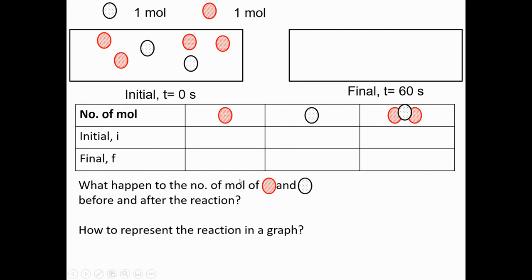Now let's look at what happened here. This is an irreversible reaction, or one-way reaction. So the reactants will form products. Now let us look at this. Initially, when time equals 0, how many moles of red atoms do we have? 4. And then we have 2 white atoms. Is there any product formed? Initially, no product formed, so 0.